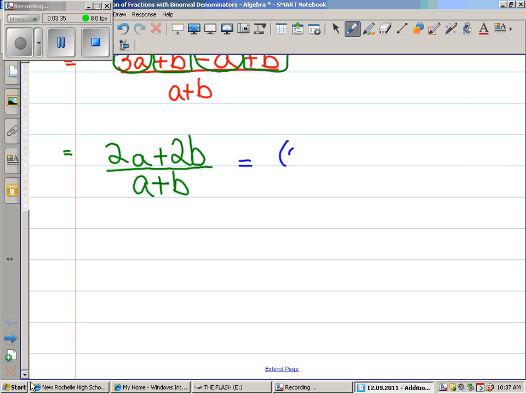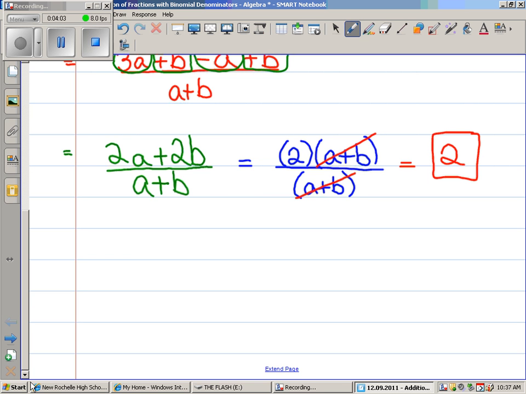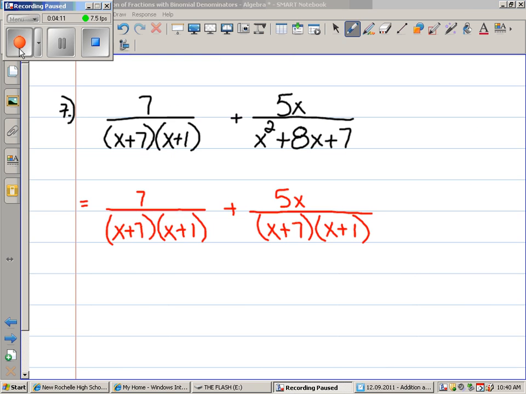Let's factor that 2 out. Here we go. Do you see? Yeah, you can cancel it out. So the answer is just 2, and that's the final answer. Now that was hard, wasn't it? So take a look.